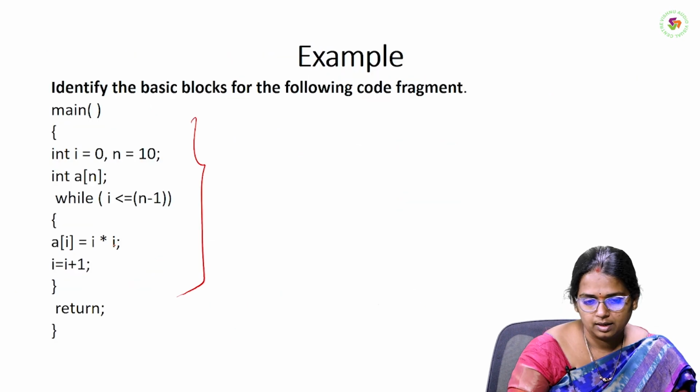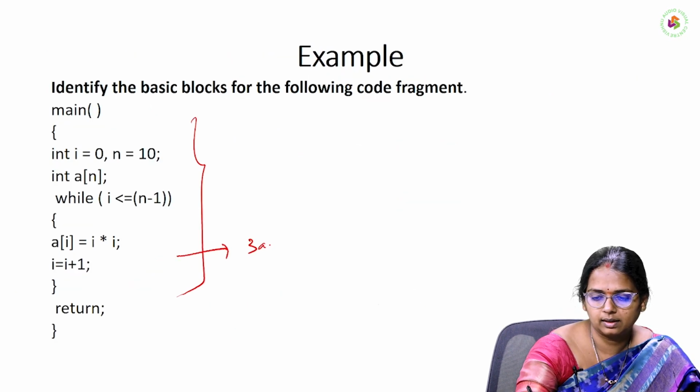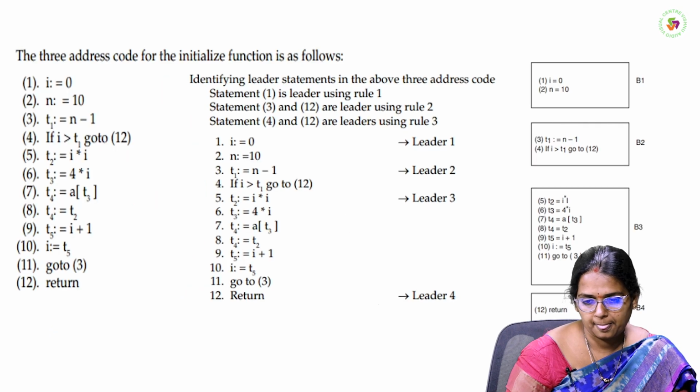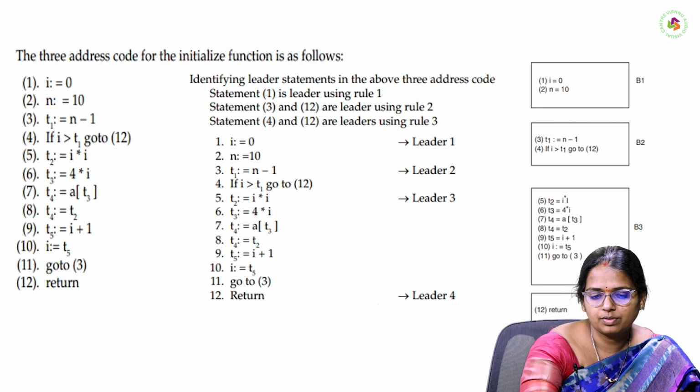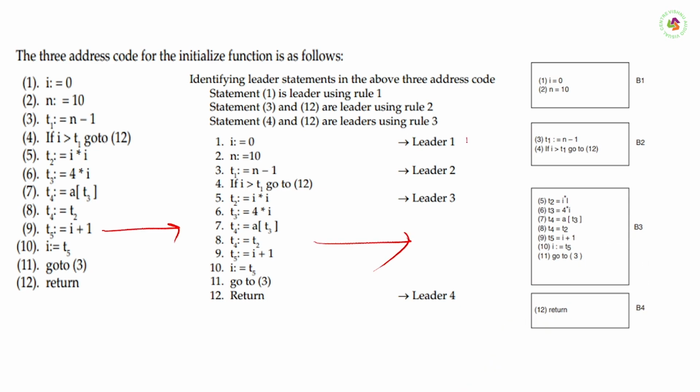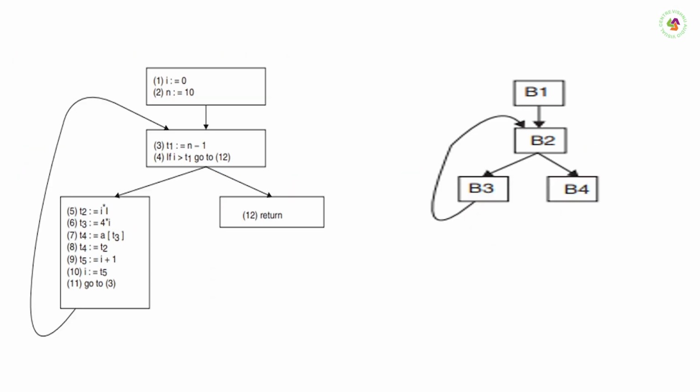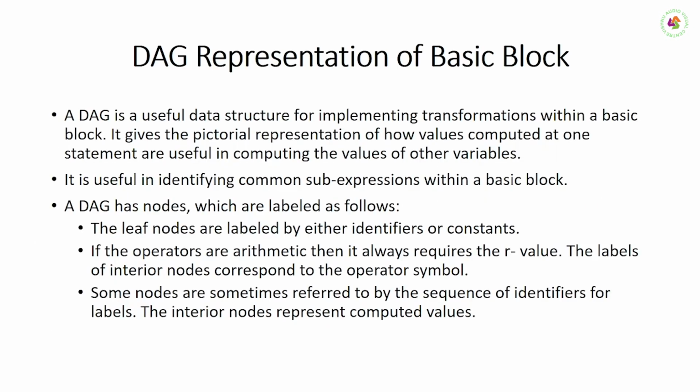So here the three address code is written. Then for this three address code, we identify the leader statements. After identifying the leader statements, they are taken as blocks. So these are the basic blocks. If you draw the flow between these blocks like this, it is called a flow graph.